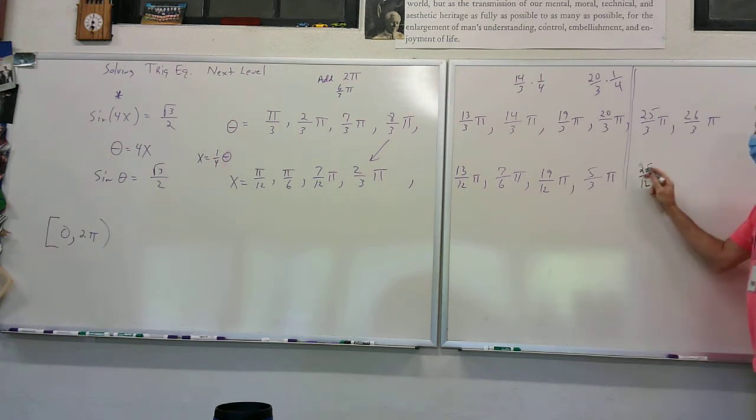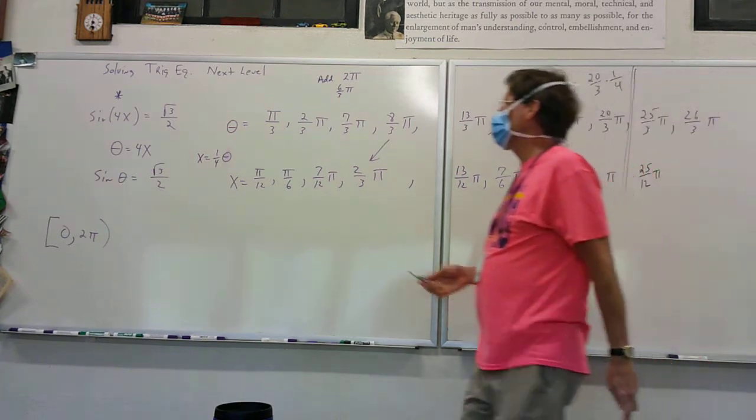What's the deal with that? That's bigger than how much? That's bigger than 2 pi. Because 12 goes into that how many times? 2, and there's something left over, right? So this would actually give you answers bigger than 2 pi. That's why we don't have to go that far.